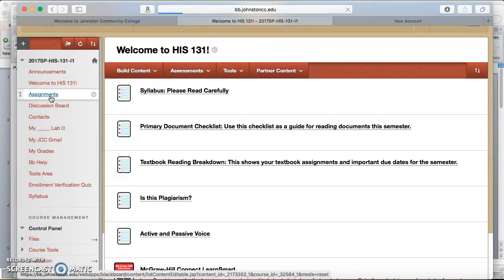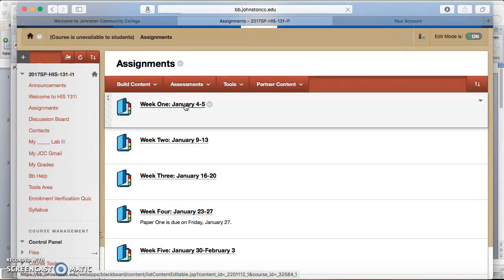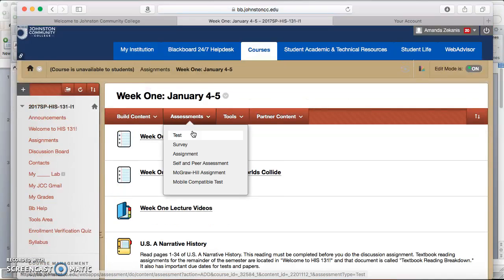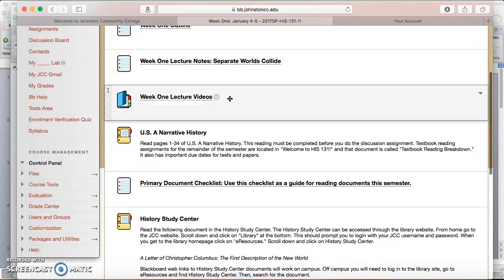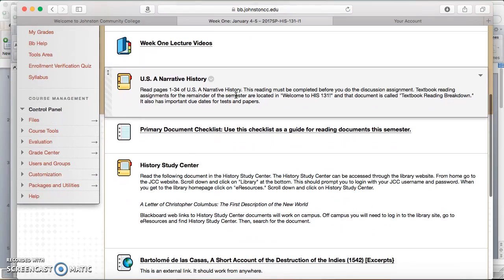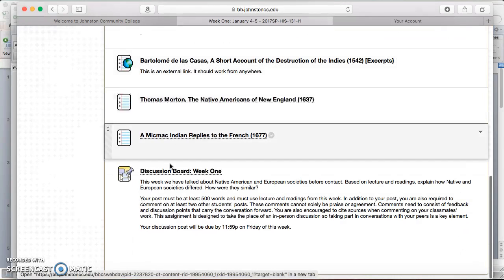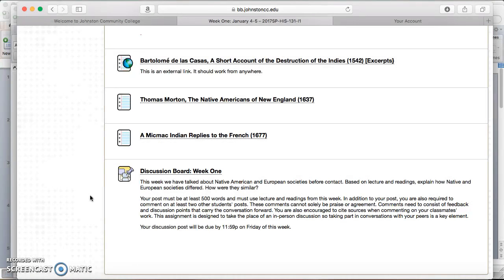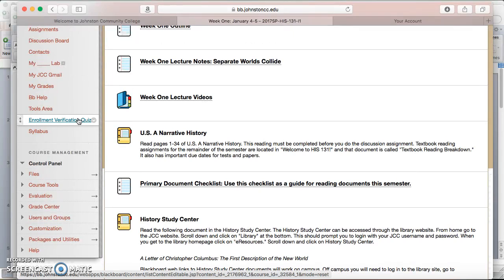And then if we head over to assignments, we've got all of our weeks here. If you open up week 1, which is where we are now, you've got all of your outline for today, the notes that I'm about to give you, the reading assignment, and the other readings that we're doing for today, and then your discussion board for week 1. By now I expect that everyone has completed their enrollment verification quiz as well. That's right over here. Please make sure that you've done that by the end of week 1.